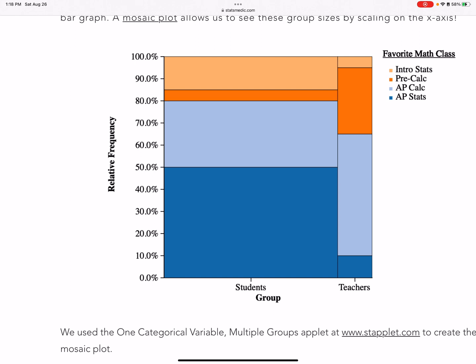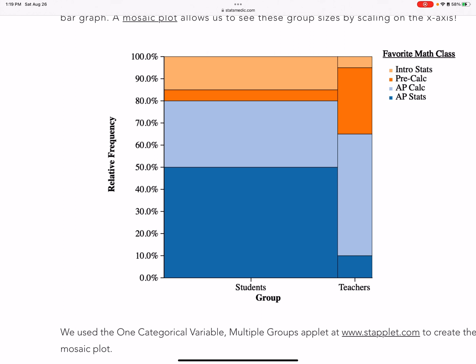This one is a different one showing intro to stats, asking what's your favorite math class. You can see pictorially on a mosaic plot which group is the largest group. Because students are 5 times as wide, you can easily look at the dark blue area, and the dark blue area of the students and the teachers combined looks like it's the most favorite, which is AP Statistics. And the least favorite class looks like Intro to Statistics, which is the pale orange color. I can just look at the area, and visually it helps me decide.